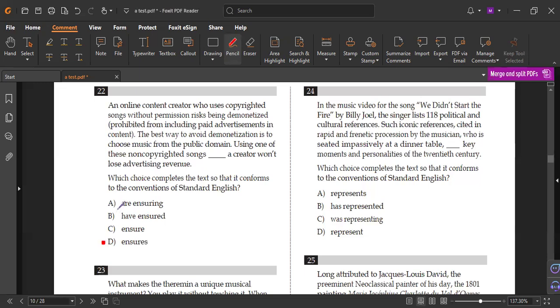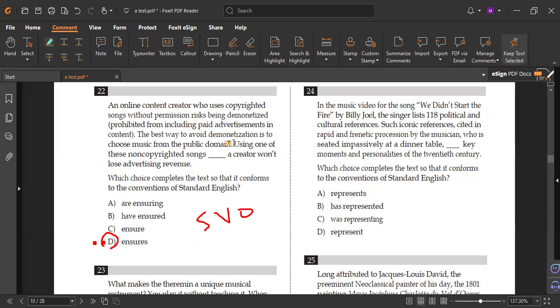B or D. So both make sense. So wait, both make sense. How? It's supposed to be has insured. Yeah, no, let me help you. You remember here we have verbs. You must find the subject and the object.